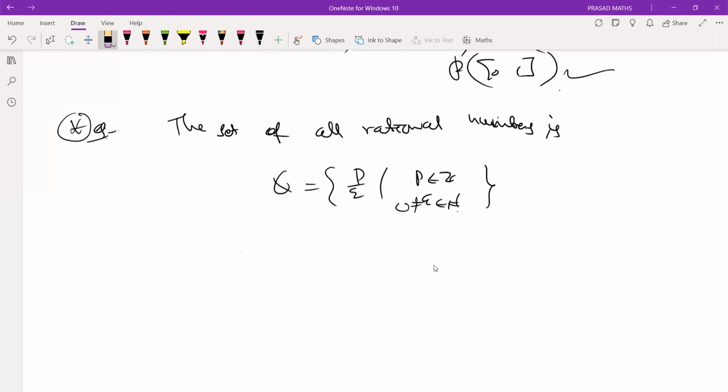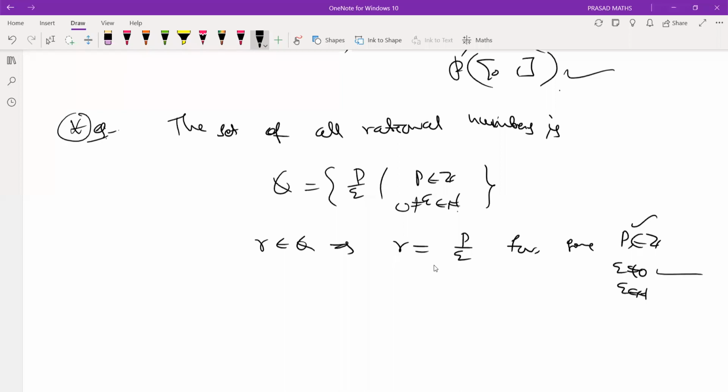మీరు క్యూలో ఏ రేషనల్ నెంబర్ అయినా ఇవ్వండి, అవి ఏ ఫార్మాట్లో ఉంటాయి, సమ్ p by q, where p is an integer, q is a non-zero natural number. నా వాట్ ఐ డూ ఈస్ దట్, ఆ రేషనల్ నెంబర్ ఇస్తే p by q వస్తున్నాయి, అంటే ఒక ఇంటీజర్ వస్తుంది, ఒక న్యాచురల్ నెంబర్ వస్తుంది. ఒక రేషనల్ నెంబర్ ఇస్తే ఒక ఇంటీజర్ వస్తుంది, న్యాచురల్ నెంబర్ వస్తుంది.